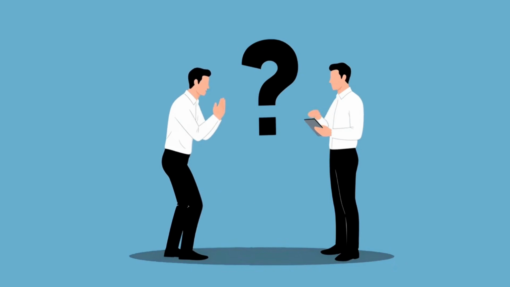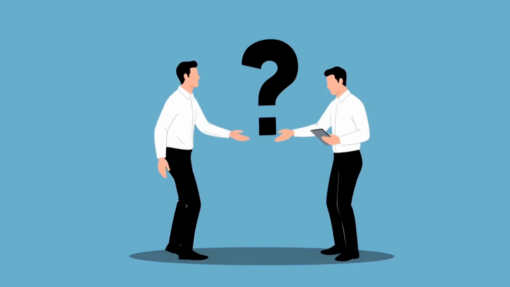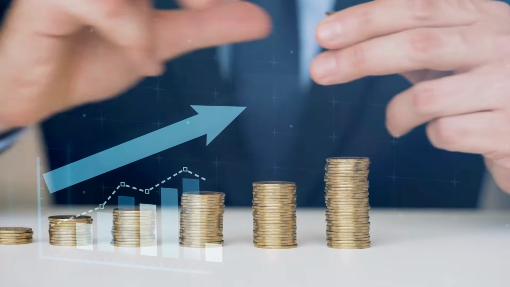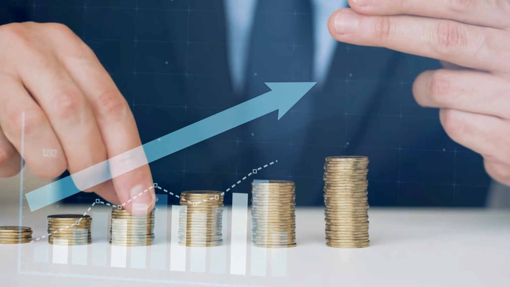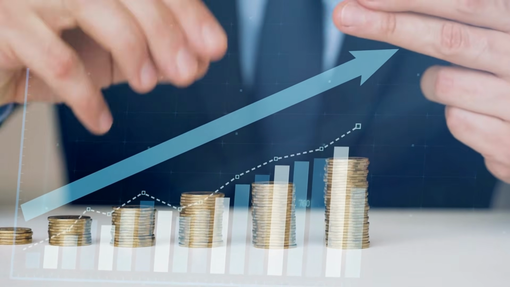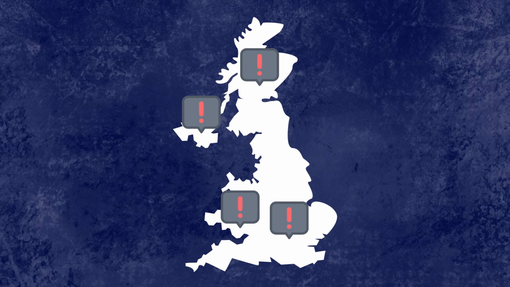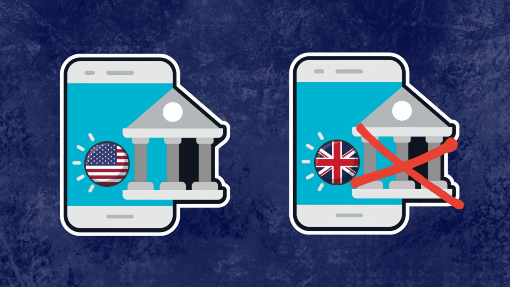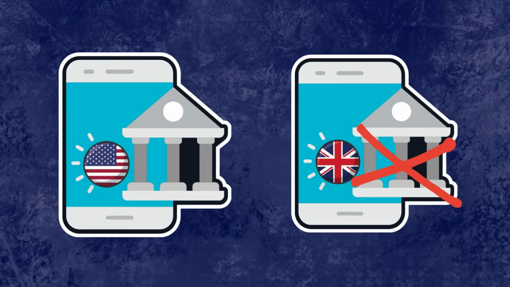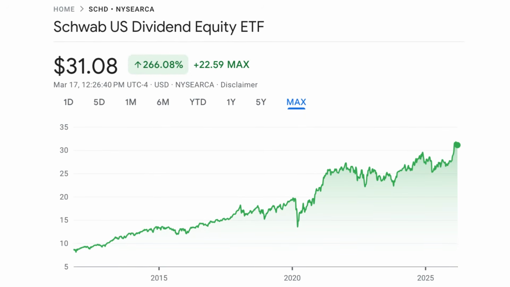There's an ETF that dividend investors absolutely love. It has over $60 billion invested, a growing dividend, and a track record of beating the market. The problem with this, for UK investors, is that it's not really accessible inside a stocks and shares ISA. And that ETF is the Schwab U.S. Dividend Equity ETF, also known as SCHD.